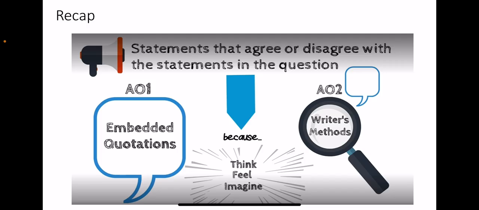So let's just do a quick recap. Start your what, how, why paragraph with a statement that agrees or disagrees with the statement, or part of the statement. Include your embedded quotations. Use the word because. So why does that quotation prove your idea? Zoom in on the methods used by the writer and explain what it makes you think, feel, or imagine. You might want to take a pause there and write down some notes before we move on.